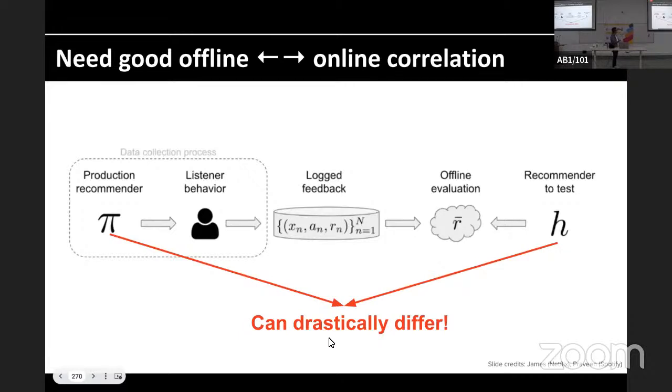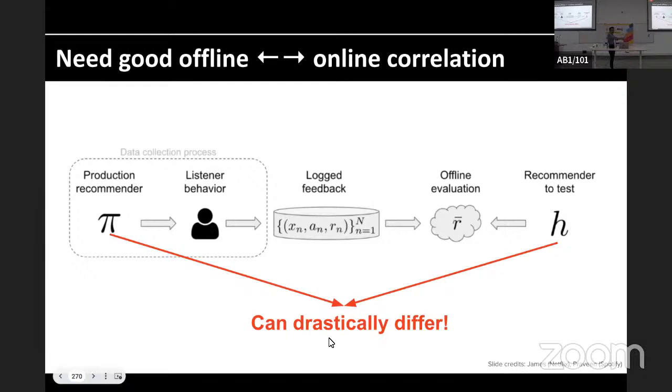Because you were collecting this data last week, and last week's recommendation model always showed popular content. I never showed any tail content, any niche creator, any unknown creator. So now how do I evaluate a new model when I don't even have that data? So this is a problem. The data I'm using for evaluating is heavily biased towards the production policy, because the data is collected on the model you had last week.